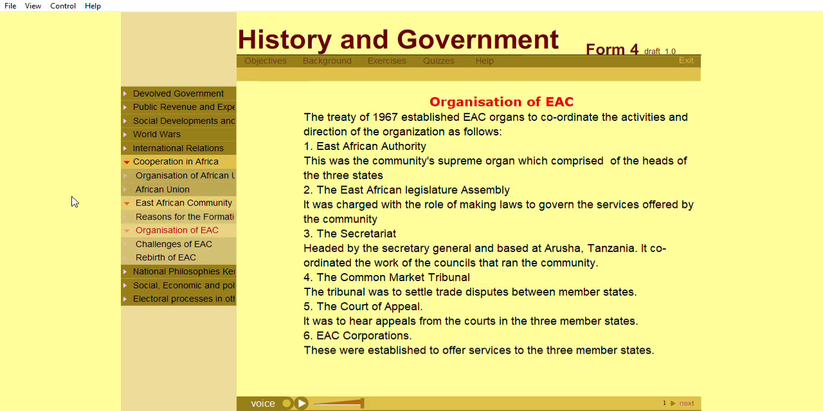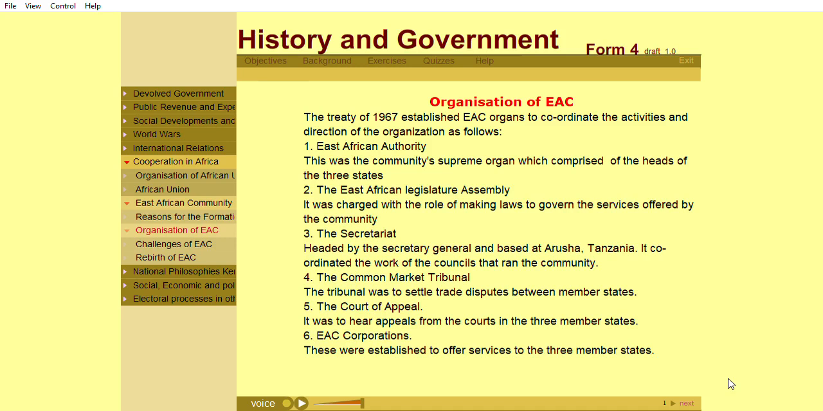The Treaty of 1967 established East African Community organs to coordinate the activities and direction of the organization as follows. East African Authority. This was the community's supreme organ which comprised the heads of the 3 states. The East African Legislative Assembly. It was charged with the role of making laws to govern the services offered by the community. The Secretariat. Headed by the Secretary General and based at Arusha, Tanzania, it coordinated the work of the councils that ran the community.